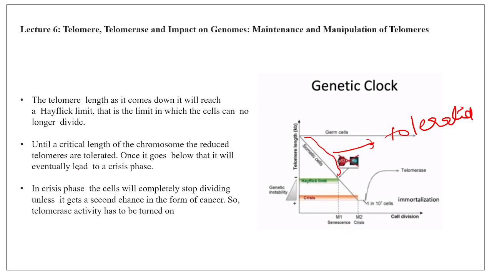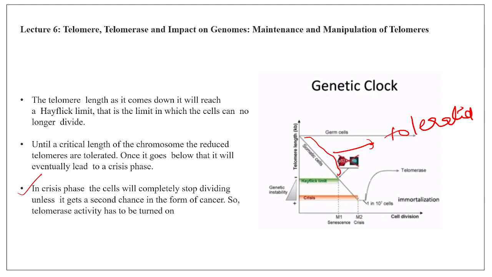So telomerase activity has to be turned on. Up till here it is okay, here also it is tolerating, then it comes to the crisis phase. Now in the crisis phase, cells have to die, or if certain kinds of mutations or modifications have happened, cells get a second chance, but now they are no longer normal cells. These are now tumor cells.